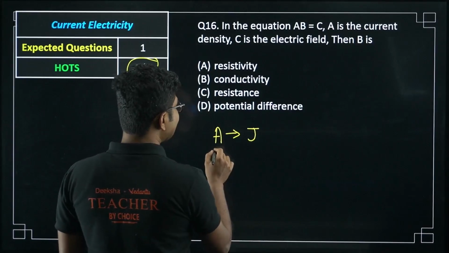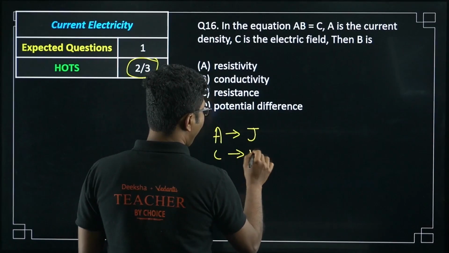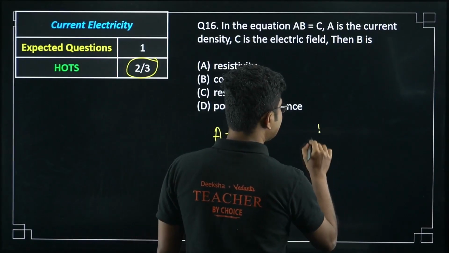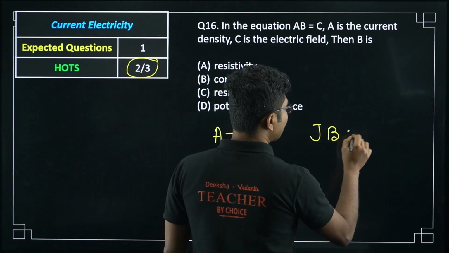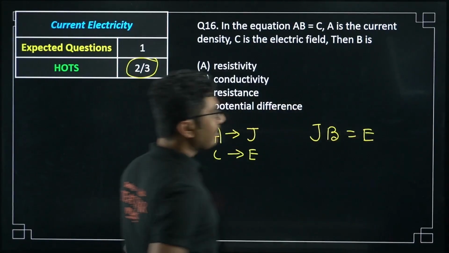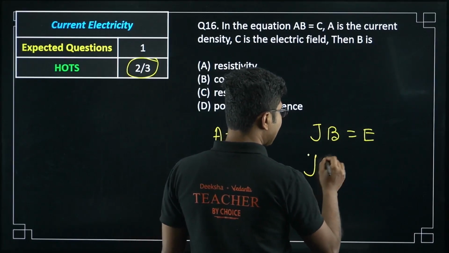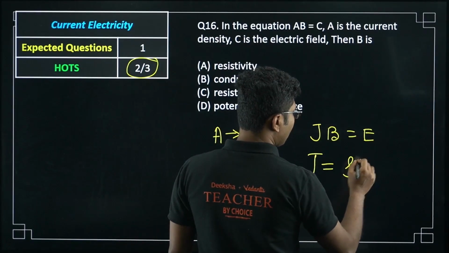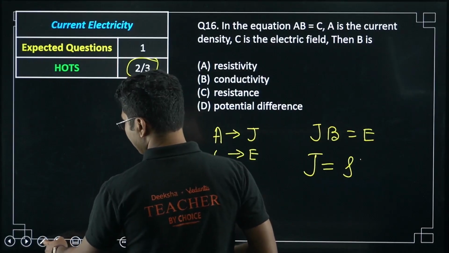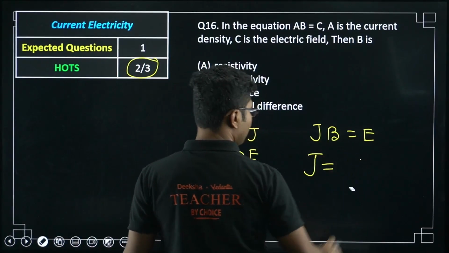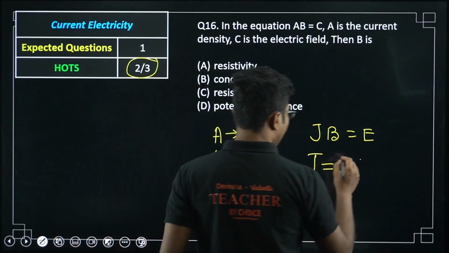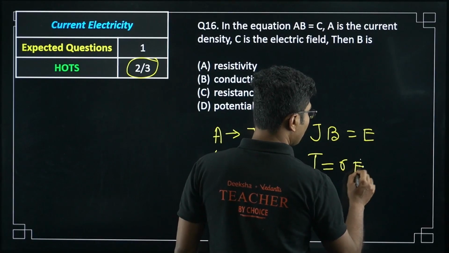Okay, C is electric field. So we can say that J B equals E. Now, if you remember the alternate form of Ohm's law, then you should know that J is equal to sigma E. J equals sigma E, right? This is a form of Ohm's law.